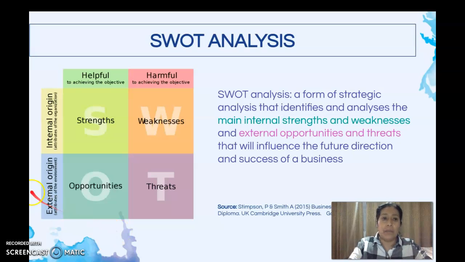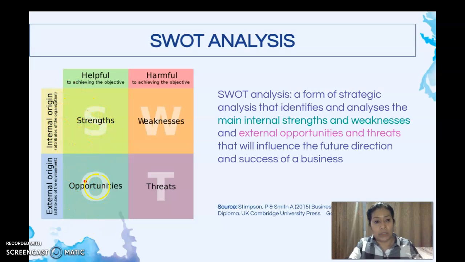So keep always in mind that the strengths and weaknesses, I do insist, are supposed to be internal, but one is the positive and the other is the negative option, okay? And the opportunities and the threats are external, and the strengths and opportunities are the positives.